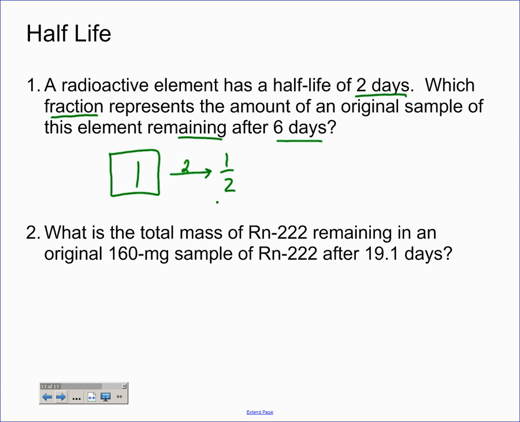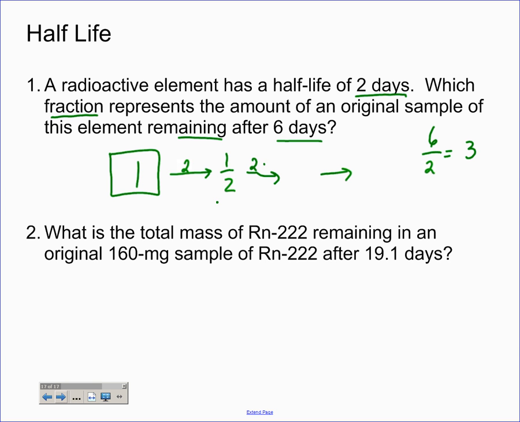Okay? That's after 2 days. But how many half-lives do we need for 6 days? We take 6 and we divide it by the half-life, 2, and we realize we need 3 half-lives, or 3 arrows. So we have 1 arrow, we need a second arrow, and a third arrow. 1, 2, 3 half-lives. So after the first half-life, we realized we only had half the sample remaining.